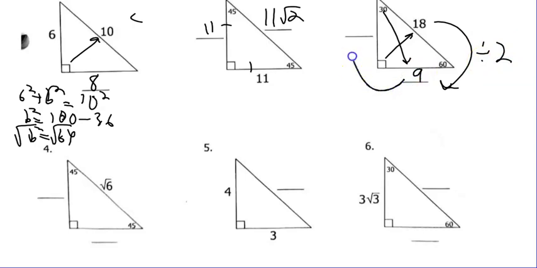Now, how do I go from here to here? Well, short leg, long leg. Am I getting bigger or smaller? I'm getting bigger. So I'm going to multiply by radical 3. So that's simply 9 radical 3.